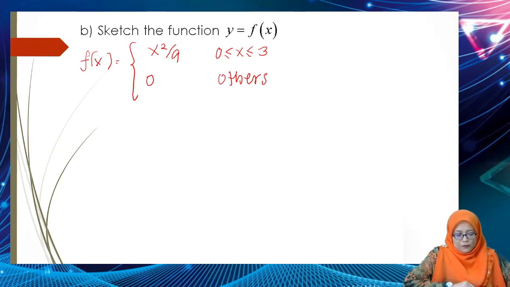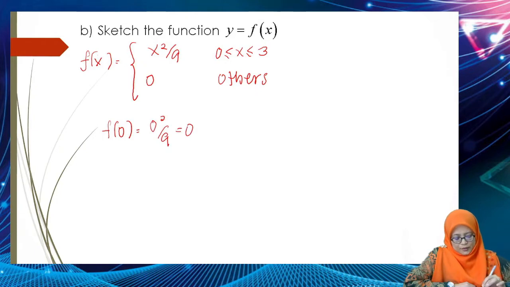Okay, so then you have to sketch the graph y equal to f(x). Okay, macam yang sebelum-sebelum ni, kita akan ambil nilai daripada kita punya function, x is 0. So you substitute into the function x squared over 9. So sini you ganti 0 squared over 9, so you get 0. So then you ganti x is 3, so 3 squared over 9. So you get 1.